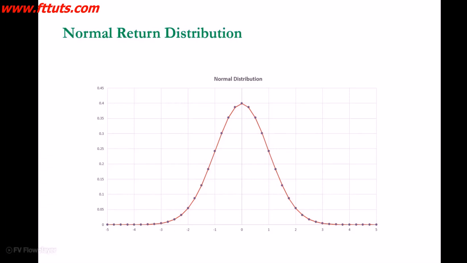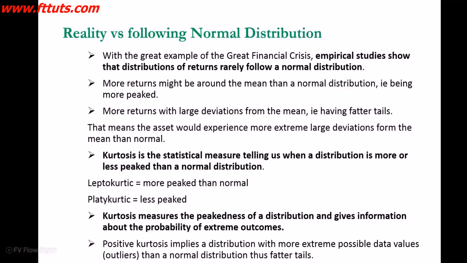So this is the chart of a normal return distribution. Here, the mean is at 0, and as you can see, the data are mirroring perfectly on the 0. So the shape is a bell curve with the tails being the same on the left hand and the right hand.